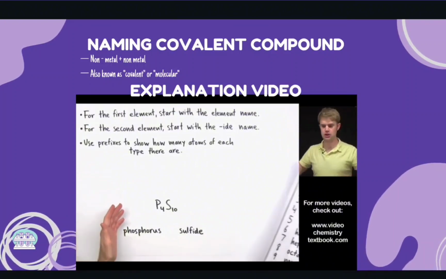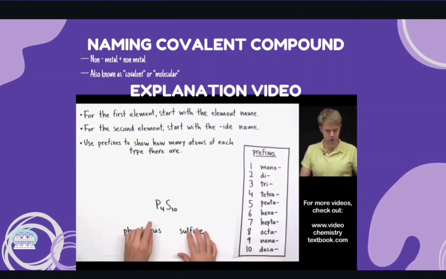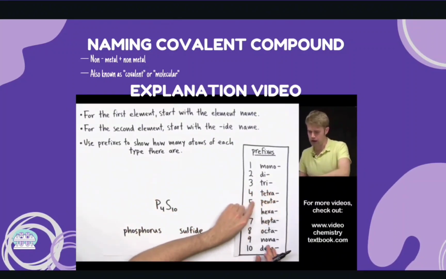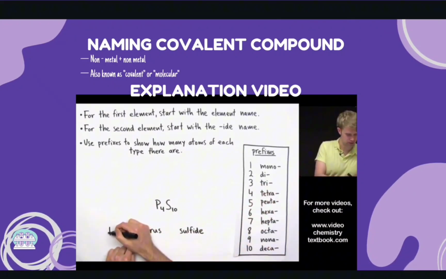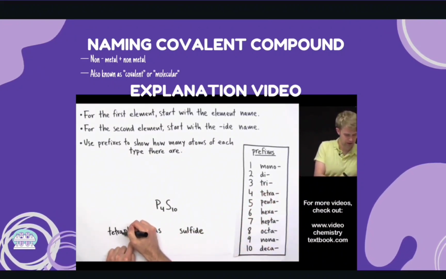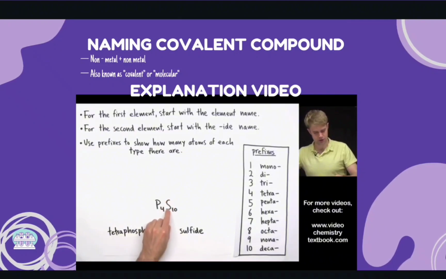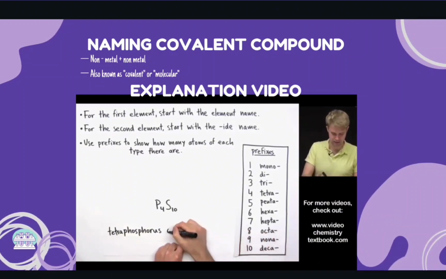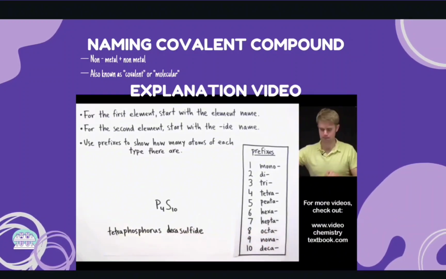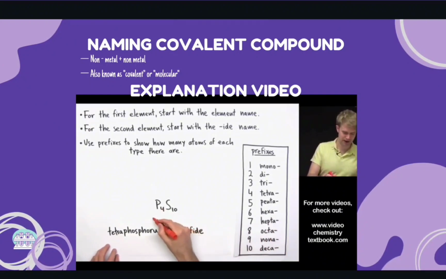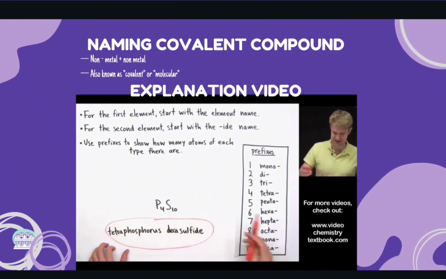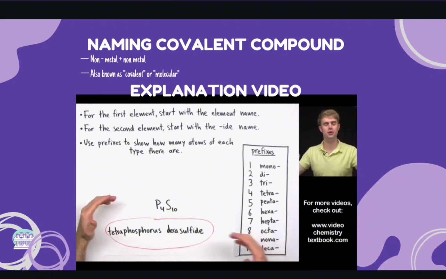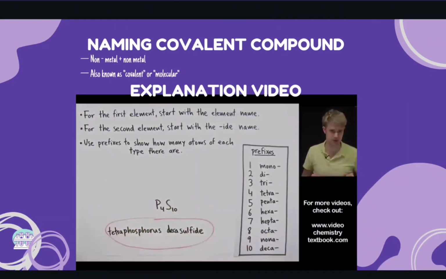Now we're going to use prefixes to show how many atoms of each type we have. We got P4, so that means we have 4 phosphorus atoms. So 4 is tetra. We use the tetra prefix. Tetra. And then for sulfide, we got 10. So we'll use this prefix, deca. So the name of this compound is tetraphosphorus decasulfide. Let's move on. We're going to add a couple more steps to deal with more complex formulas.